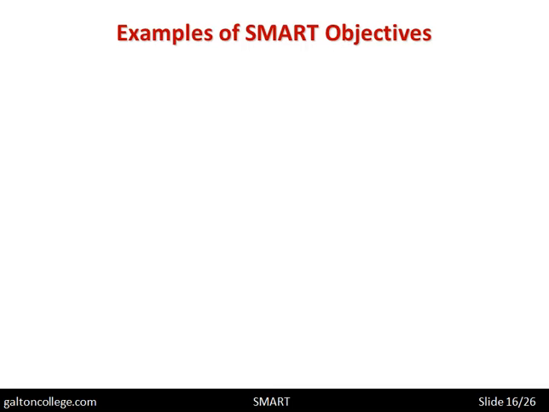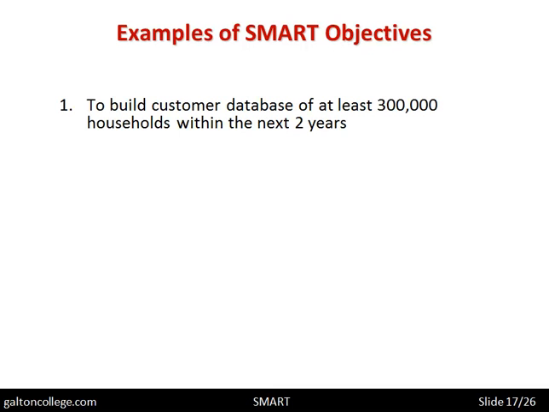Let's look at a couple of very straightforward examples just to illustrate this. Let's say the marketing section of a business wants to build a database with at least 300,000 households. They want to have details from at least 300,000 households within the next 2 years. Now we want to measure this in terms of the SMART objectives. We want to see if that's reasonable. So let's go through the SMART objectives and look at this.